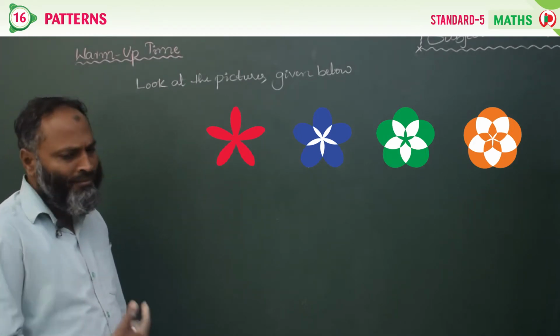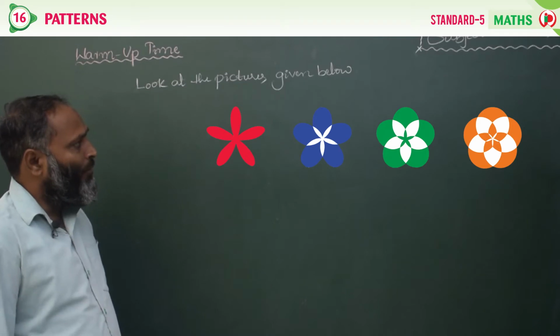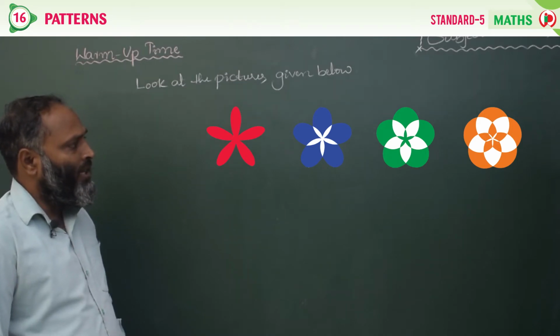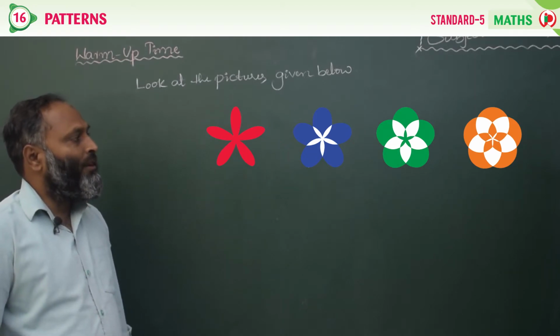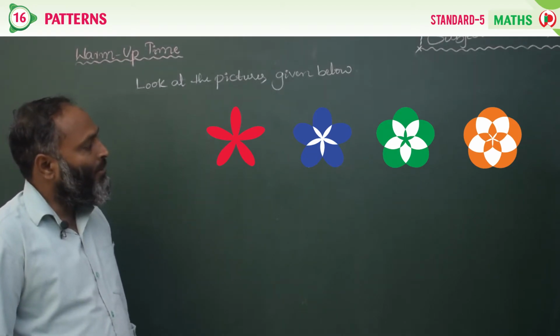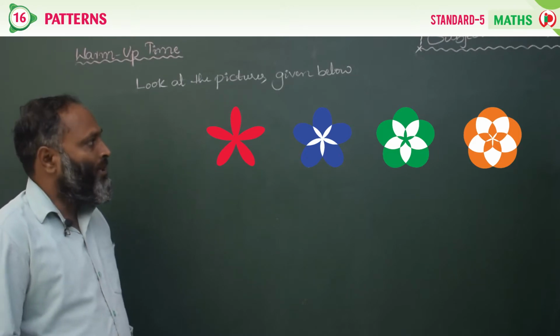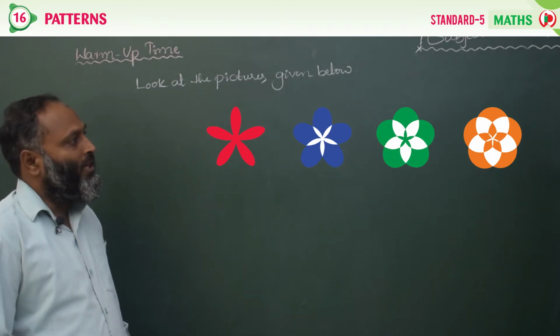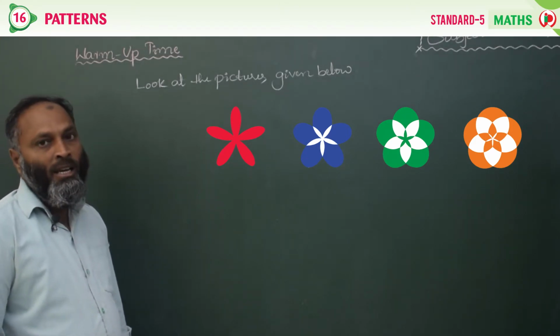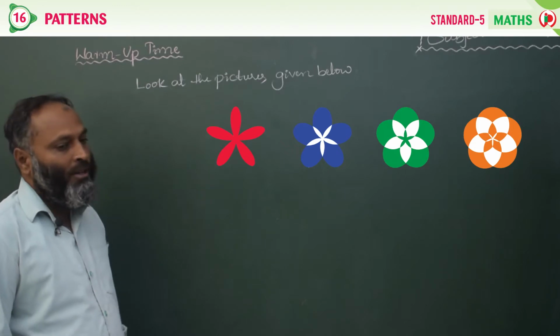The first flower, in red color, has leaves given in it. They are in an equal pattern, meaning the angle between the leaves of the flower is equal. The distance between the leaves of the flower is equidistant. So this is a particular pattern.